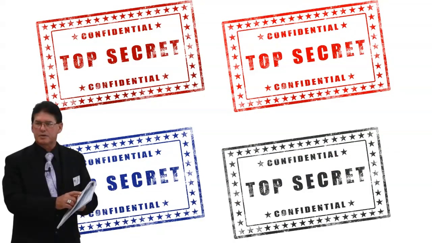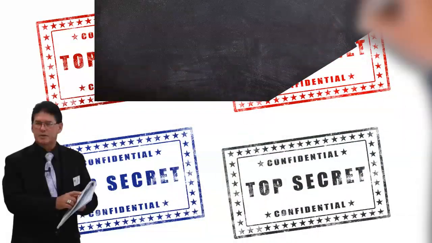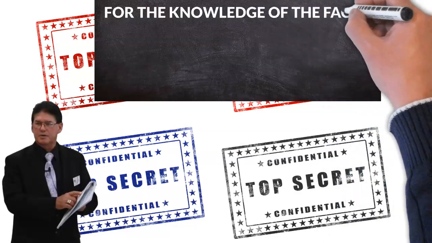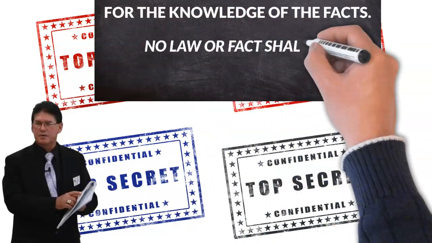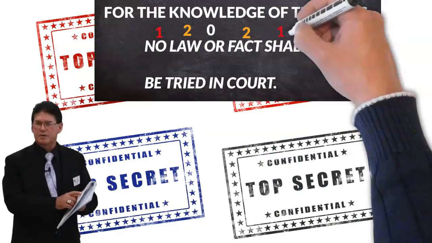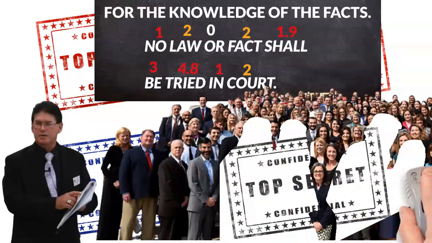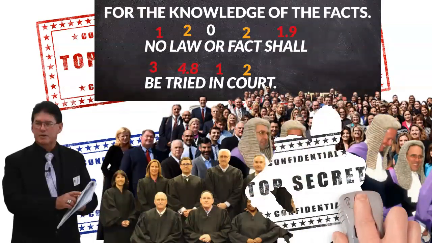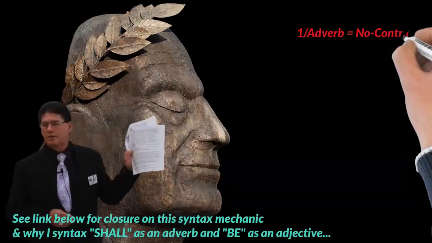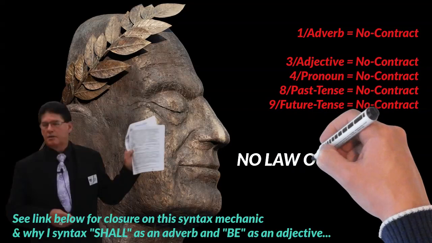What's the first rule of law? It's called knowledge. If you don't have knowledge, you can't play in the sandbox. You can't participate. So you got to have the knowledge to understand what is being said. No law or fact shall be tried in court. That is their law. That is their oath. Every judge, barrister, lawyer, attorney, worldwide, all countries, all languages swear to this, because for 8,500 years, language has been bastardized. It is adverb-verb illusion.